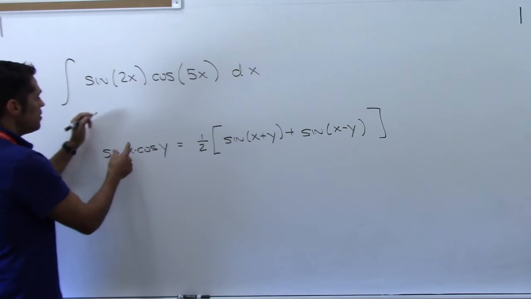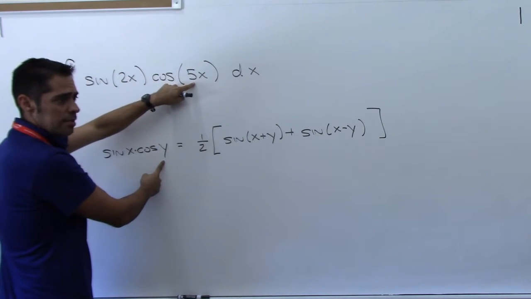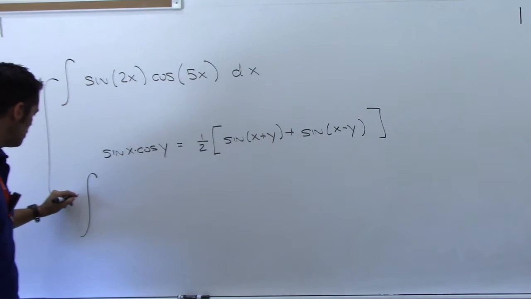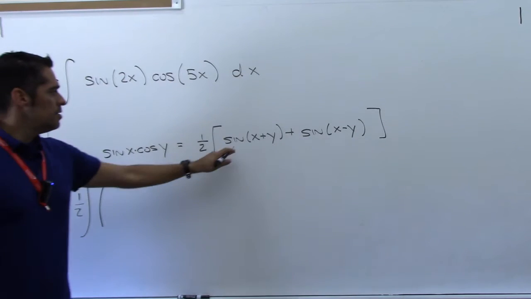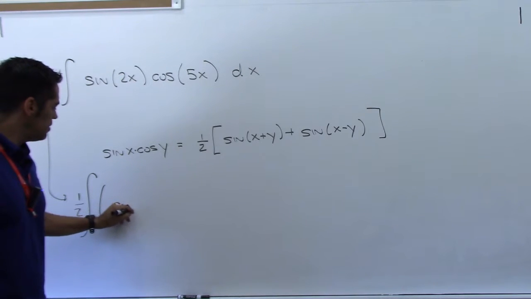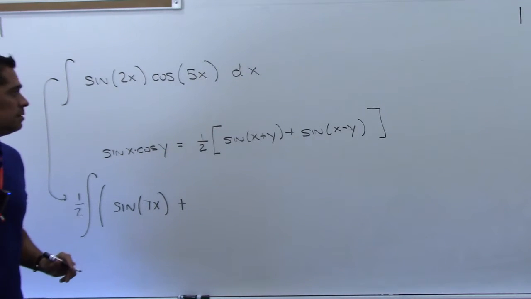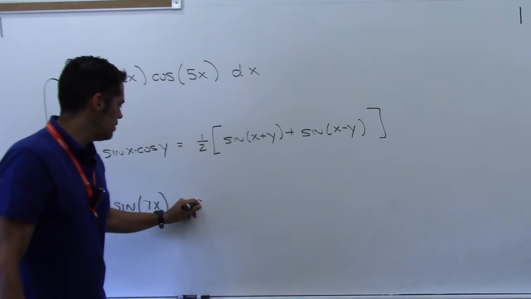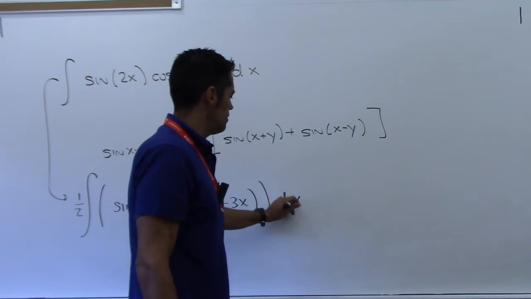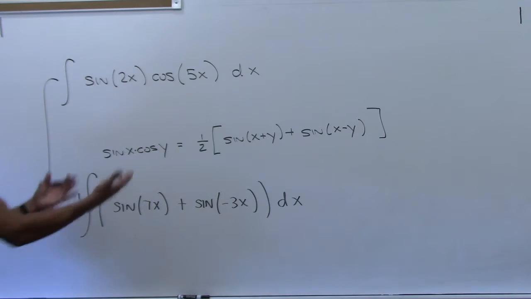So for us, what's x in this formula? 2x, and y is actually 5x. So the new integral becomes what? 1/2, which I'll just pull out, and then sine of x plus y. So add these two together, 2x plus 5x, so sine 7x, plus, and then that one is x minus y. So for us that would be sine of negative 3x, dx. Does that make sense? And then at this point we integrate each of these.